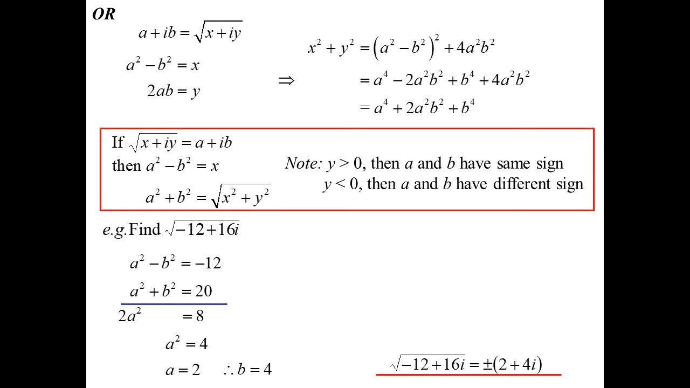I now know a and b, so there's my square root. Plus or minus 2 plus 4i. A much quicker way of finding the square root of complex numbers. Let's now look at this one where it's not a Pythagorean triad. Because 4 and 5 are certainly involved in a Pythagorean triad, but unfortunately 5 is the hypotenuse, not one of the other sides. This is where it becomes a bit interesting.